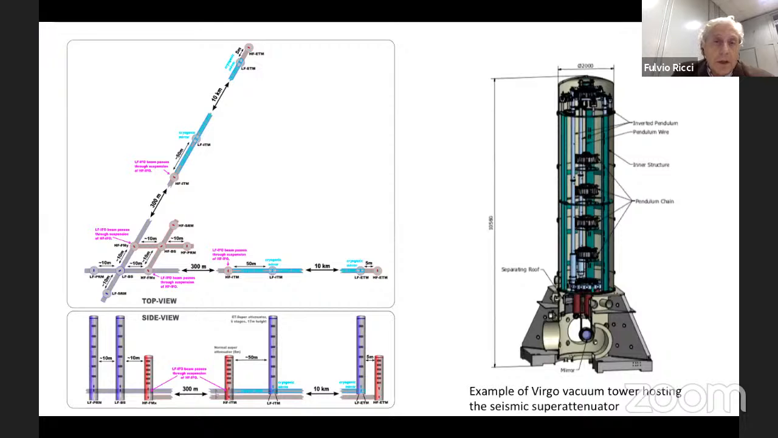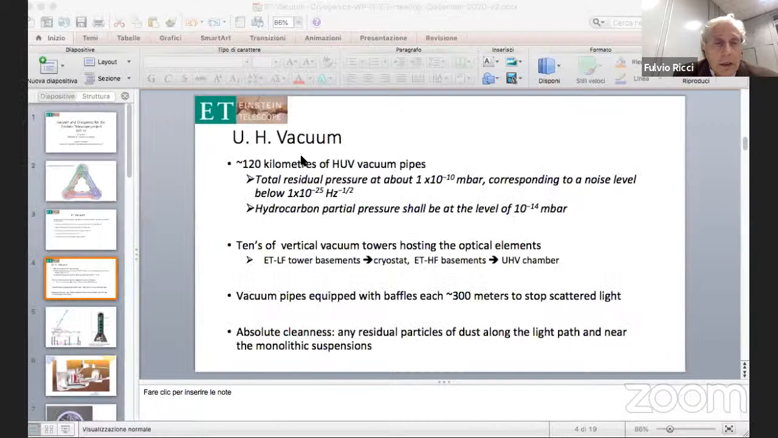This is an old sketch that is showing the nested configuration of the LF and HF towers. And this implies a certain complexity in the design of the final configuration, and constraints even in the installation of the various tubes.